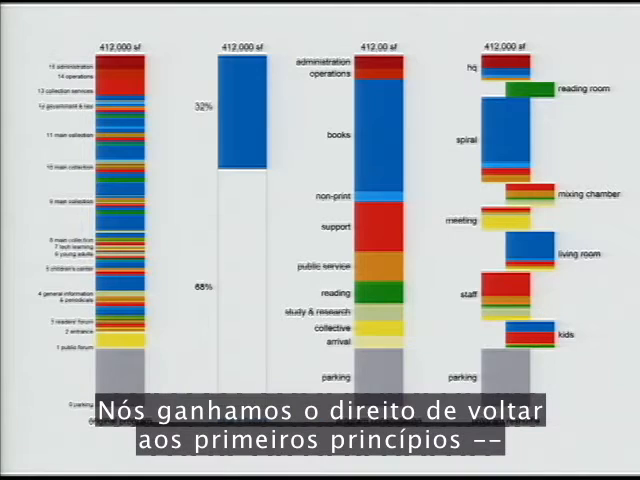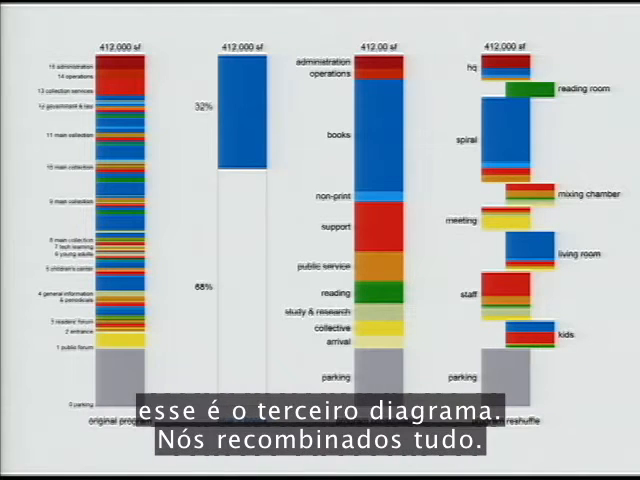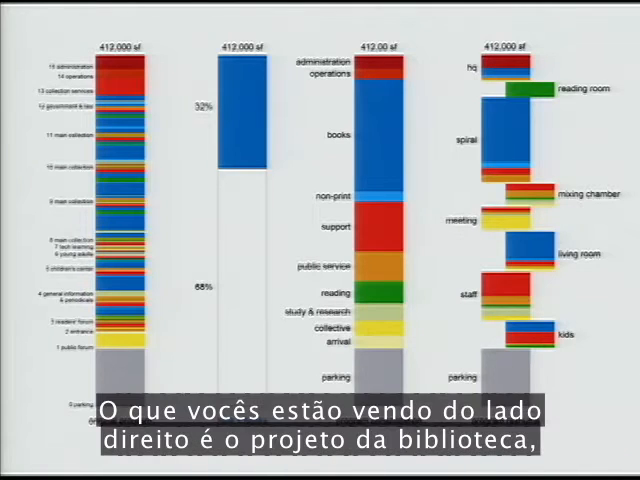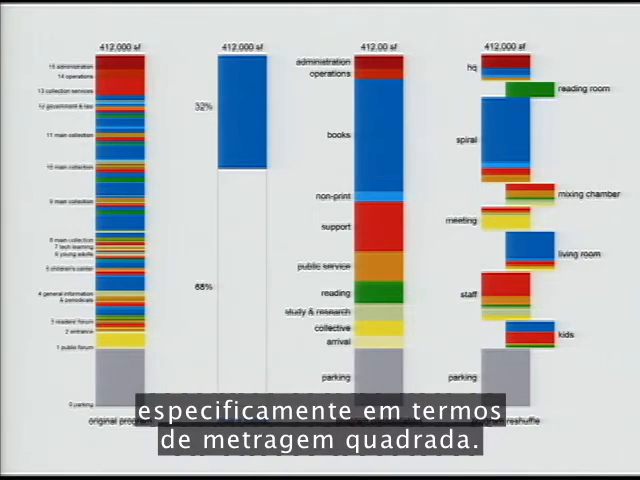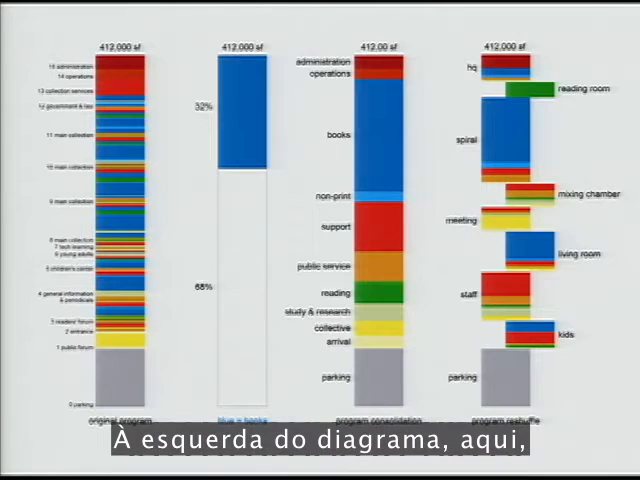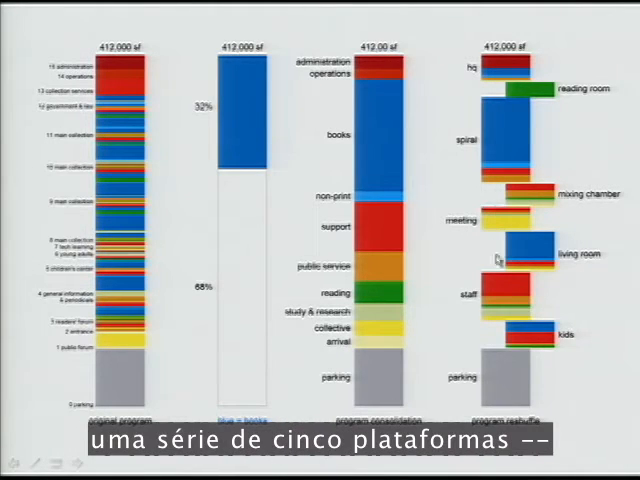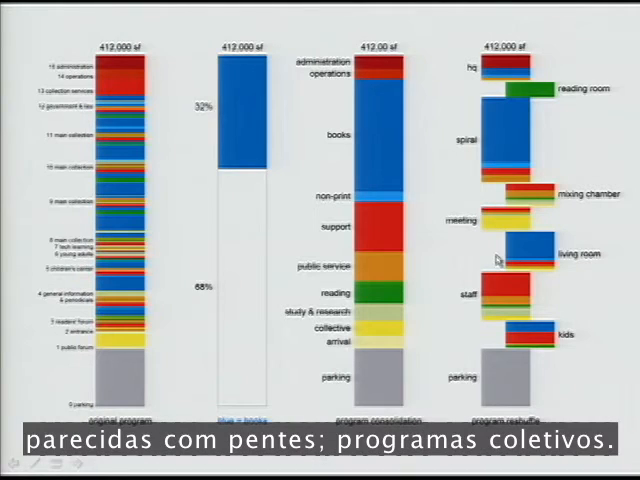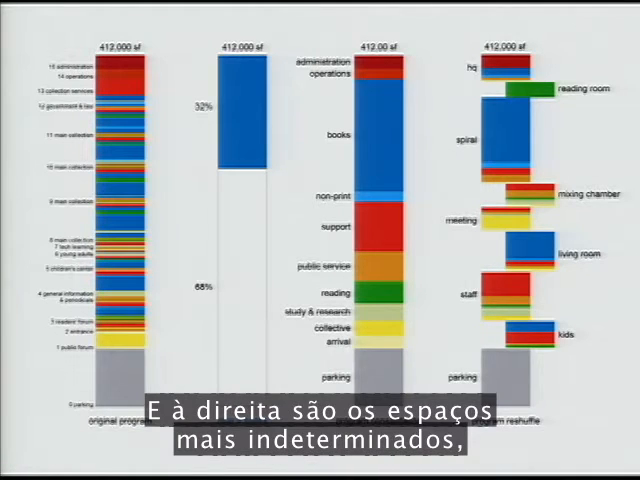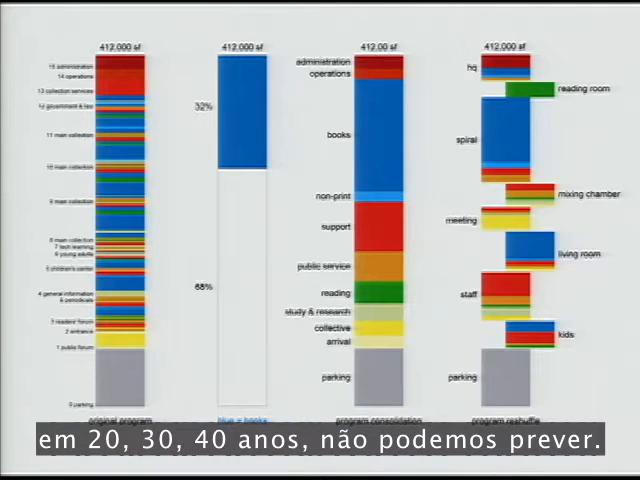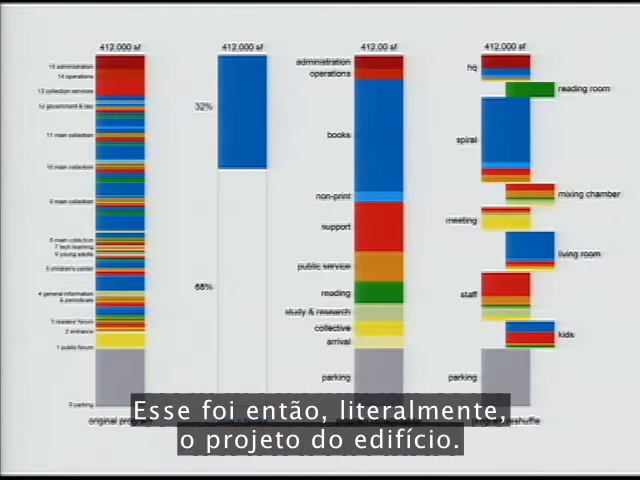We got the right to go back to first principles. That's the third diagram. We recombined everything. And then we started making new decisions. What you're seeing on the right is the design of the library, specifically in terms of square footage. On the left of that diagram, you'll see a series of 5 platforms, sort of combed collective programs. And on the right are the more indeterminate spaces, things like reading rooms, whose evolution in 20, 30, 40 years we can't predict. So that literally was the design of the building.